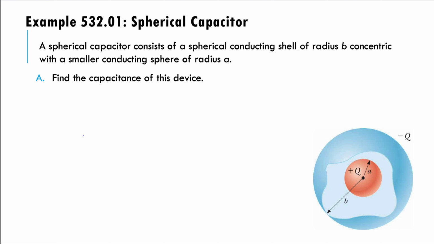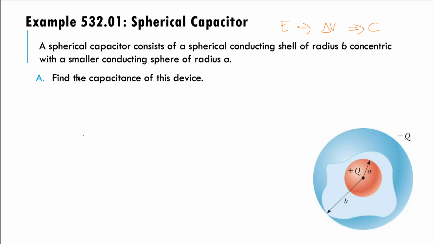So the example is basically deriving the equation. We do have two parts here. First part, find the capacitance of this spherical capacitor. If we follow the steps that we did in the previous video 531, first we find the field, then we find the potential difference, then we find the capacitance.